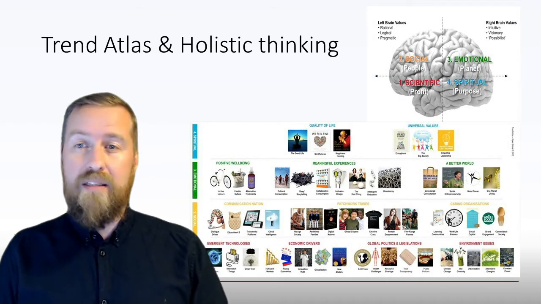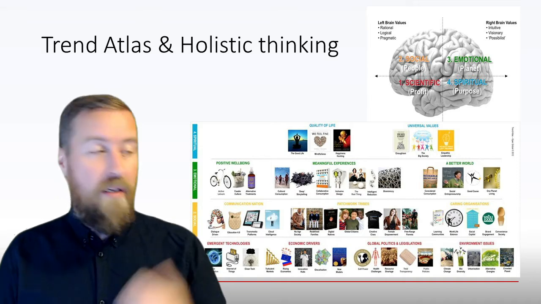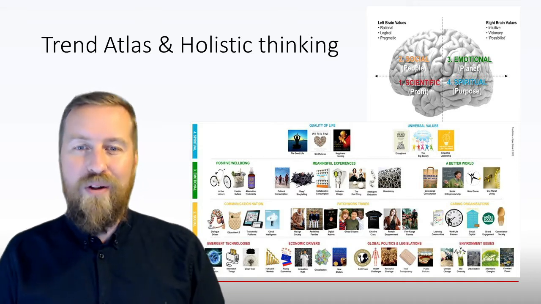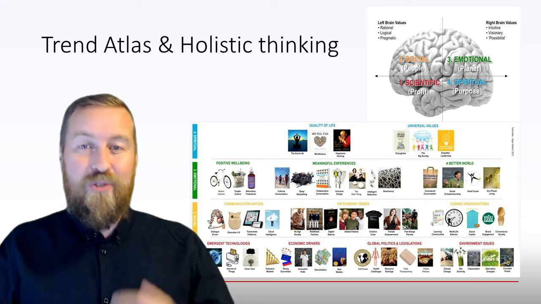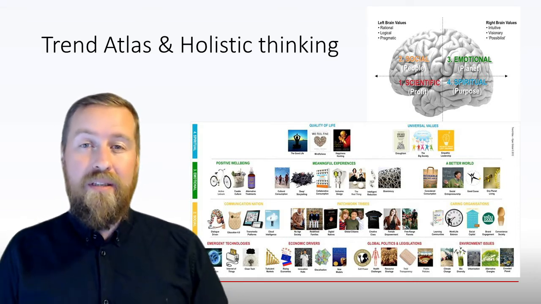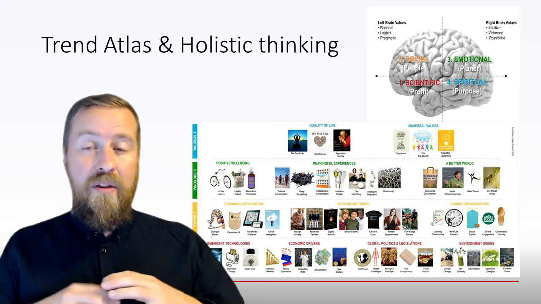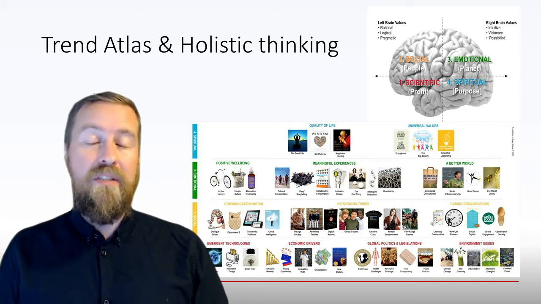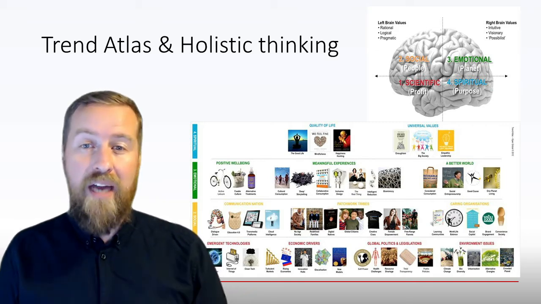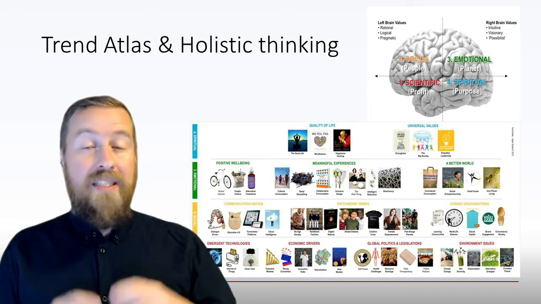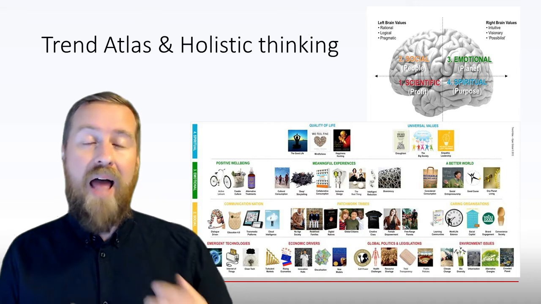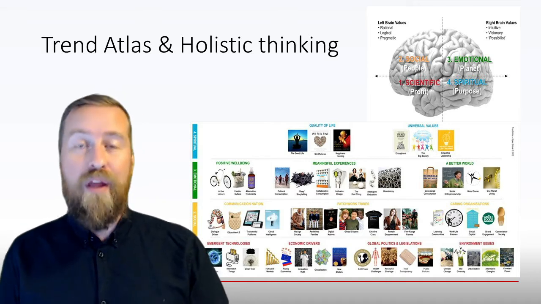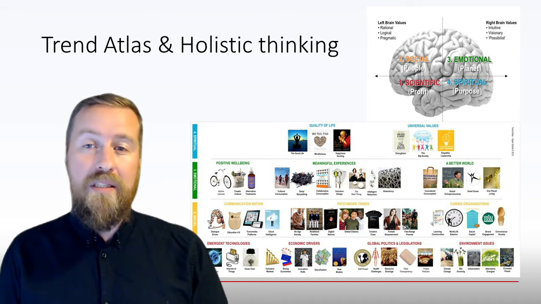The tool I'll be talking about is the Trend Atlas, which is part of the future studies. The Trend Atlas and the holistic thinking are the images I've shown here on the side. The Trend Atlas is the one at the bottom. The Trend Atlas is the grouping of different trends into different categories and contextualizing them. It's a visual representation which should give you a map or a landscape of how things are moving, categorizing things.